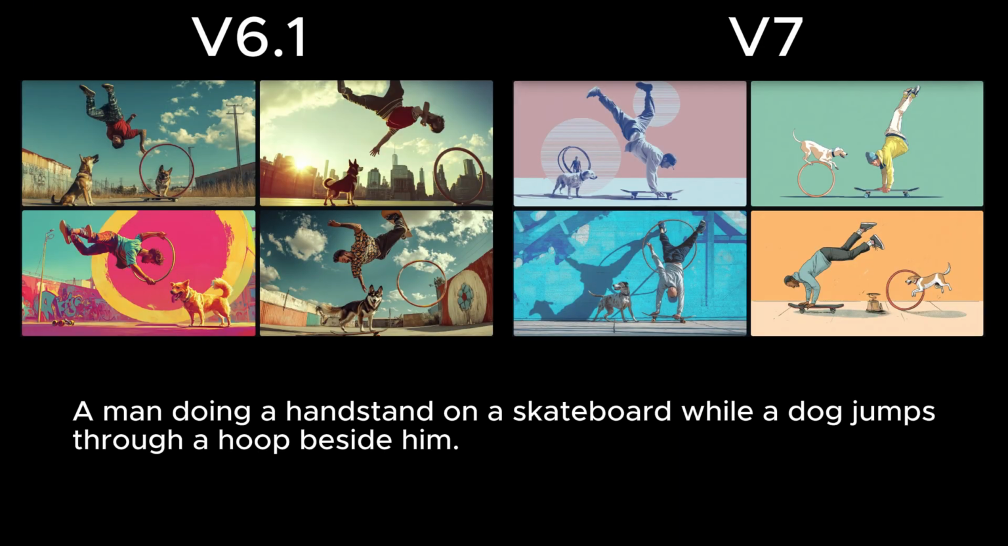Next, I wanted to test prompt adherence, so I used the prompt: a man doing a handstand on a skateboard while a dog jumps through a hoop beside him. Version 6.1 completely missed the mark. None of the images captured the full scene correctly.